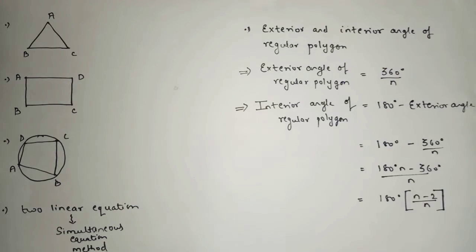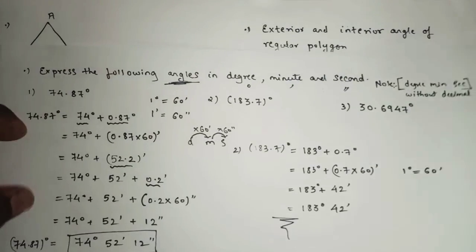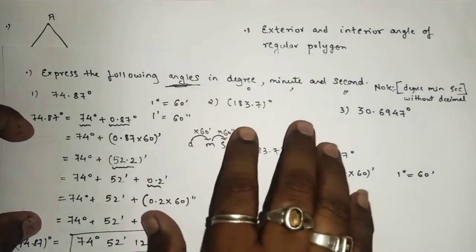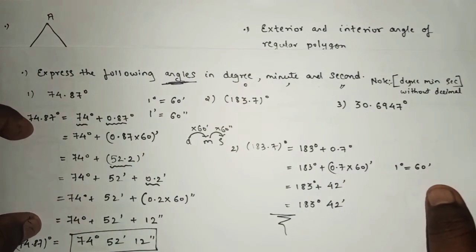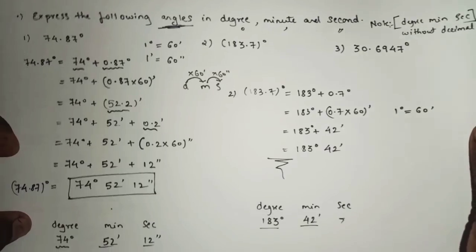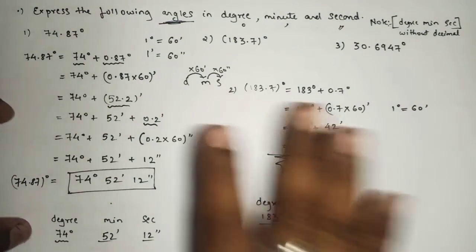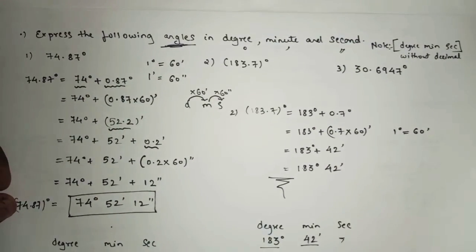Hello students, as in the last lecture we had covered some more properties based on the first exercise. As we saw how to express the angle in degree, minute and second. I hope you all understood the sum. As I told, this sum is a very important sum from the exercise.